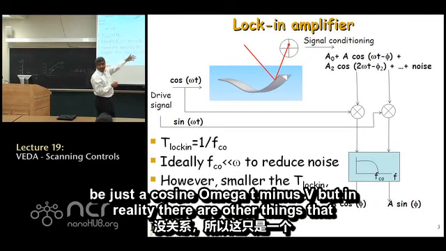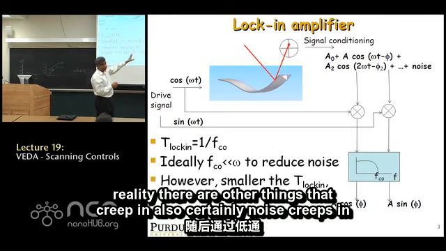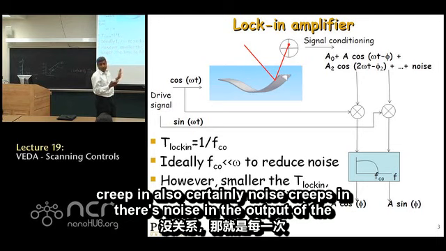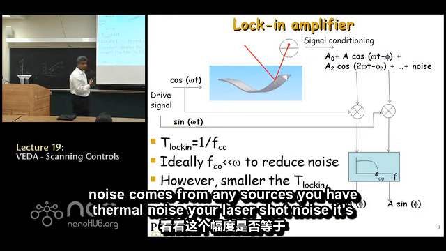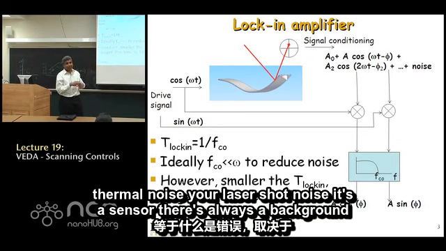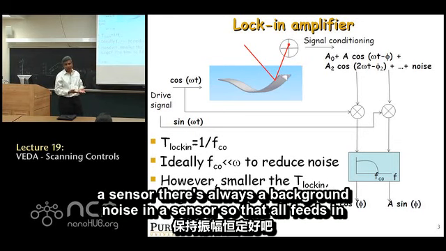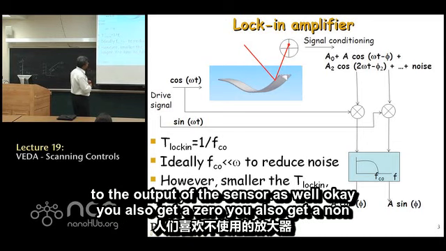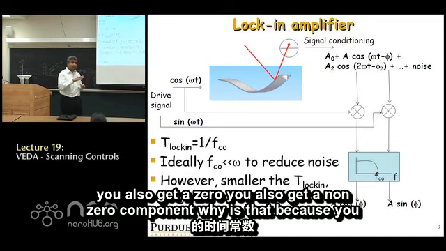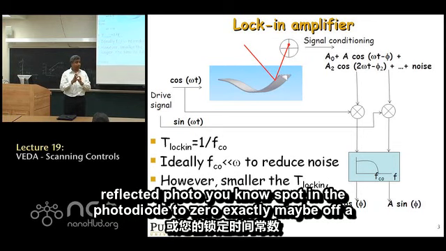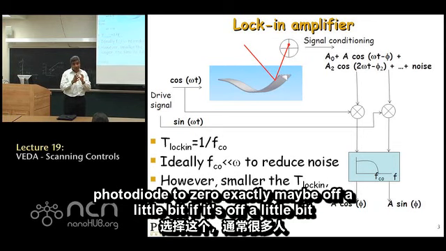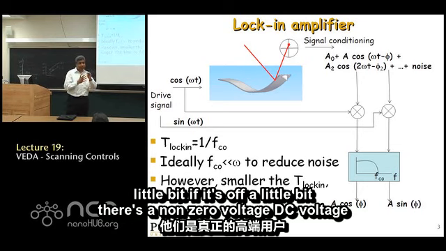But in reality, there are other things that creep in also. Certainly noise creeps in. There's noise in the output of the photodiode, right? Why is there noise? The noise comes from many sources. You have thermal noise, you have laser shot noise. It's a sensor. There's always a background noise in a sensor. So that all feeds in to the output of the sensor as well. Okay? You also get a non-zero component. Why is that? Because you may not have perfectly centered the reflected spot on the photodiode to exactly 0. Maybe it's off a little bit. If it's off a little bit, there's a non-zero DC voltage coming out of the photodiode.